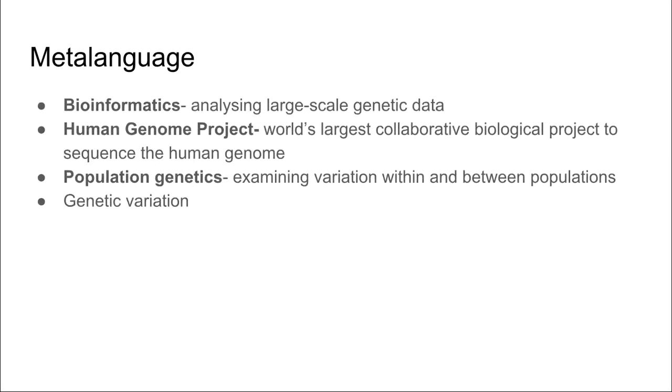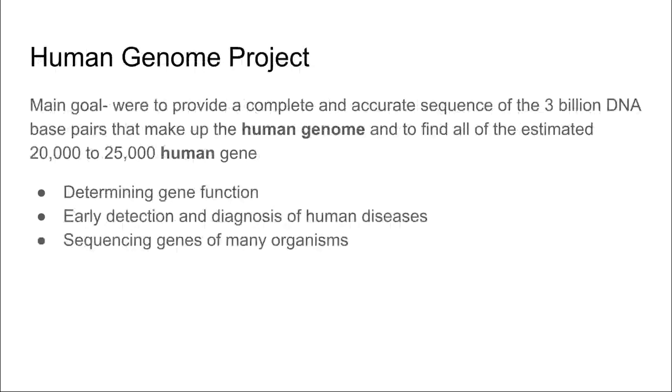So just some metalanguage for us in this video. Bioinformatics is when we analyze large-scale genetic data. The Human Genome Project is the world's largest collaborative biological project to sequence the human genome. Population genetics is examining variation within and between species, and genetic variation, we've looked at that previously, it's just the difference in the genetic makeup of an organism.